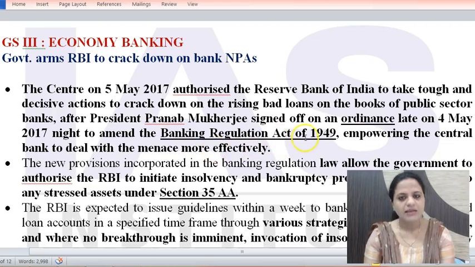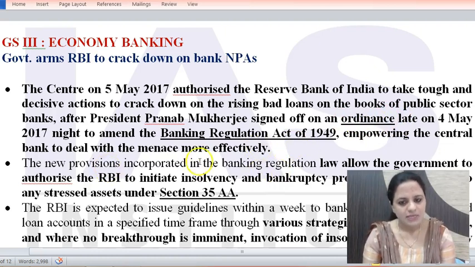So this Banking Regulation Act of 1949 has been amended by this ordinance. An ordinance can be promulgated. The term issuing is not the right term, but the term in the constitution is promulgation of an ordinance, meaning issuing. So the ordinance is promulgated by the president and it can be done only when the parliament is not in session. When the two houses are in session, then an ordinance cannot be promulgated. So then it has to use the legislative route.